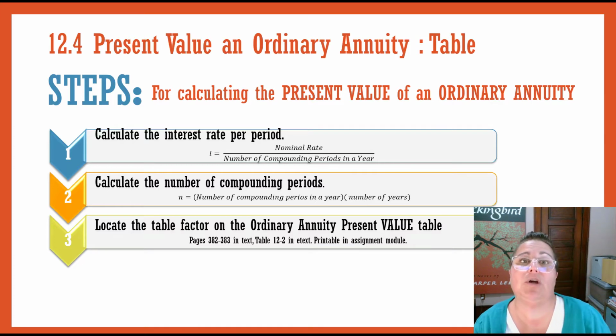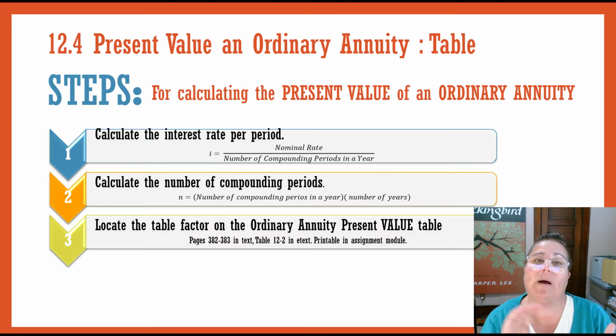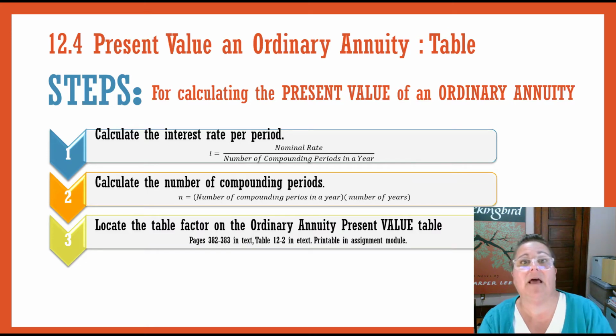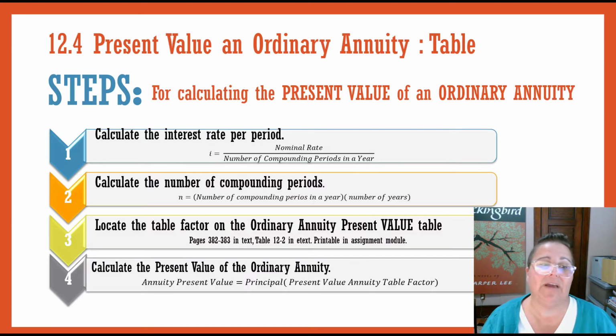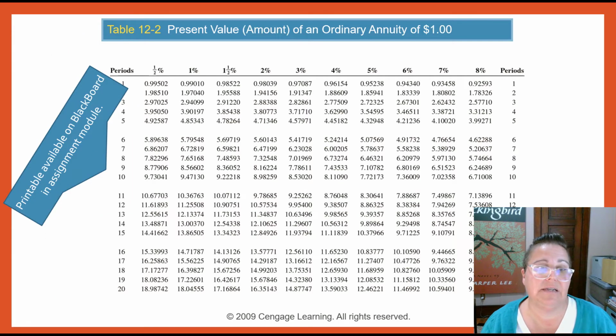We want to make sure we're looking at the present value table. Again, pages 382 and 383 in your textbook, table 12-2, as you're doing your WebAssign homework or in your eText. And then again, there is a printable version of this in the learning module for this week. All right, once you have that table factor, you just need to multiply the payment by that present value annuity table factor in order to get the present value, or the amount that needed to be deposited today. This little snippet is a snippet of the present value table.